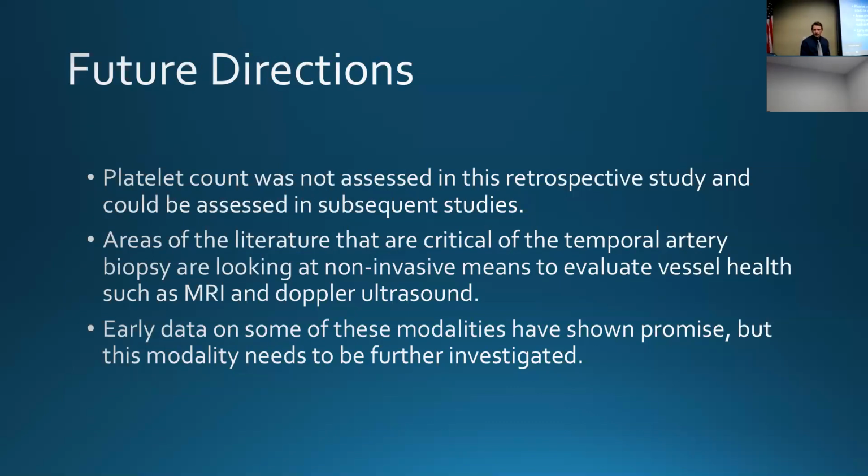One thing that wasn't looked at in this retrospective chart review was platelet count, and that is another factor that we often assess when we're looking at patients with giant cell arteritis, so that's something that can be looked at in future studies. And then areas of literature that were critical of temporal artery biopsies talked about non-invasive means of assessing for GCA, like ultrasound and Doppler ultrasound, or MRIs. And while these are sparingly used, they have shown some promise in getting a diagnosis.